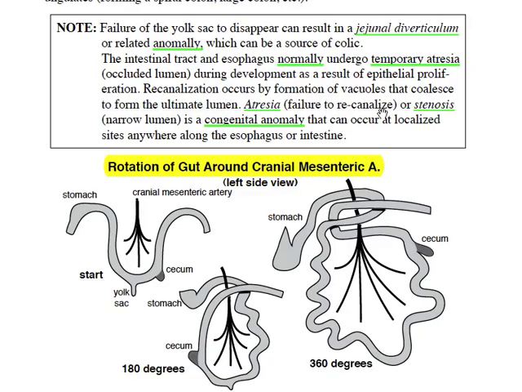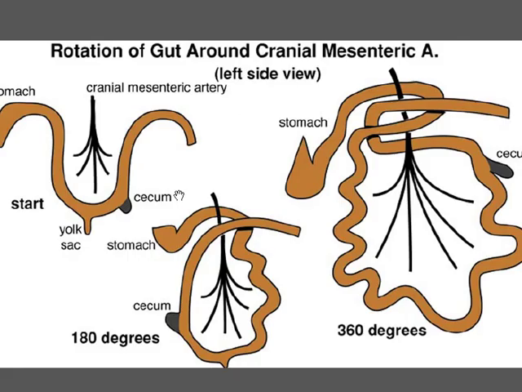This image shows midgut rotation around the future cranial mesenteric artery. Here's the start, here it's halfway around, and here rotation is completed.